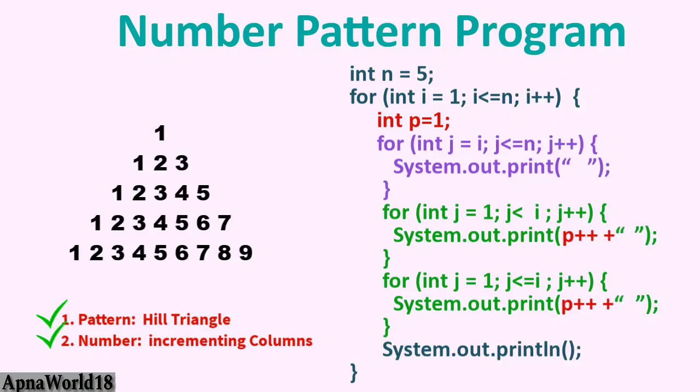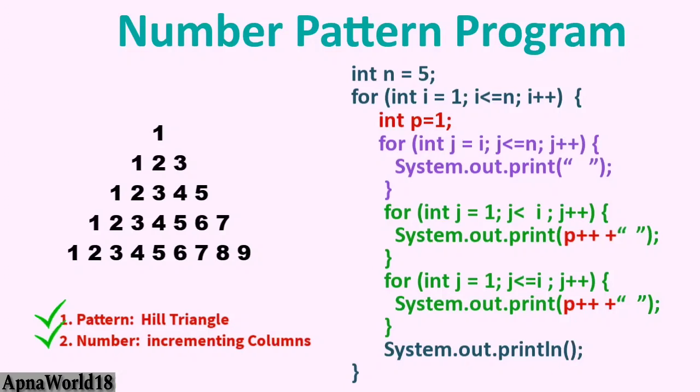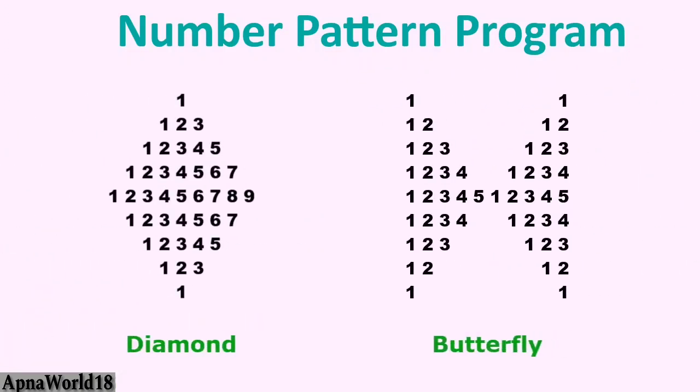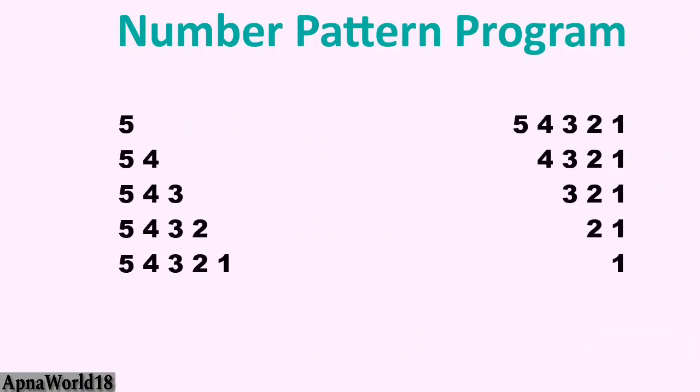It will work the same for any double row pattern too, like diamond or butterfly. Try it on your own, and if you are facing difficulty, you can see the code on our website. Now what if it was decreasing column pattern? Here let's see two variations of the pattern. One is where it is reducing columns but starting number is same. Other is where ending number is same, like this one. How will you handle these two?